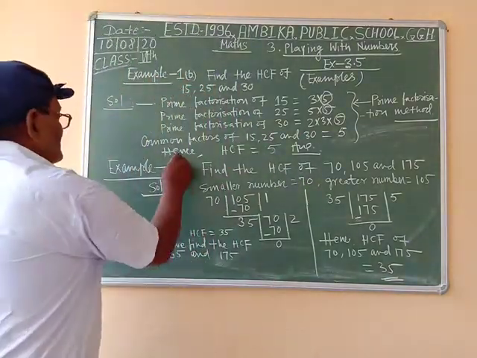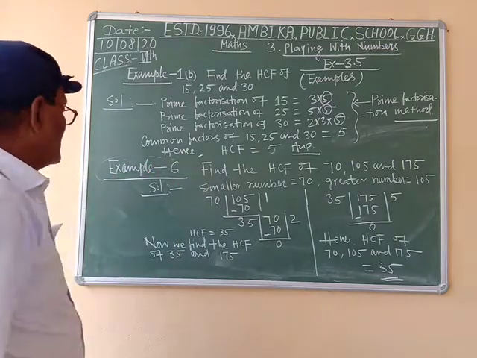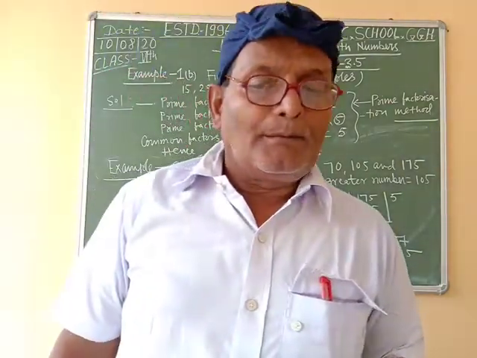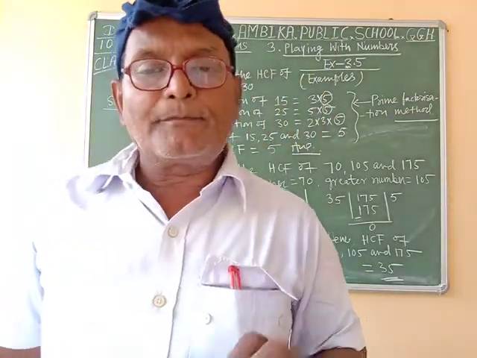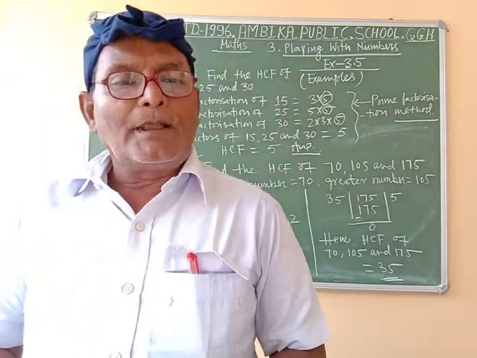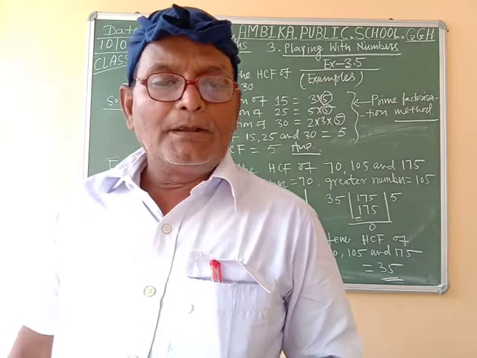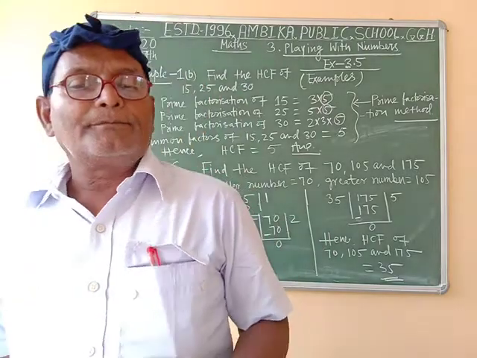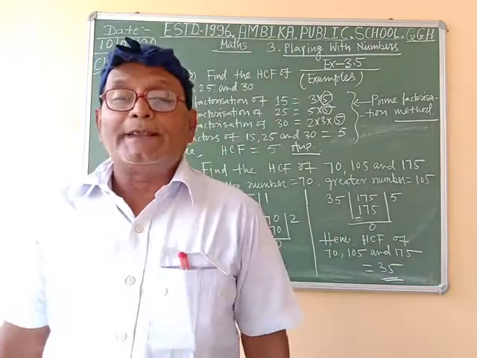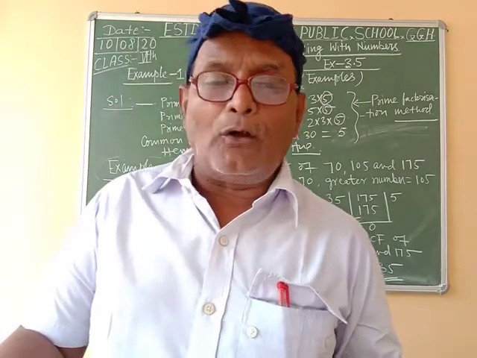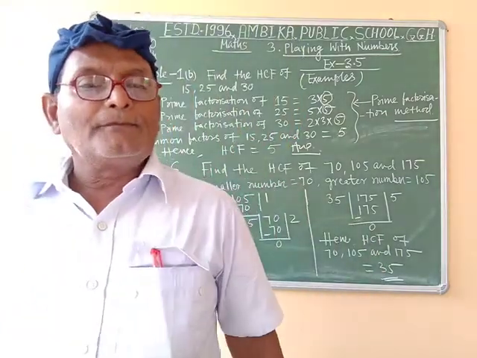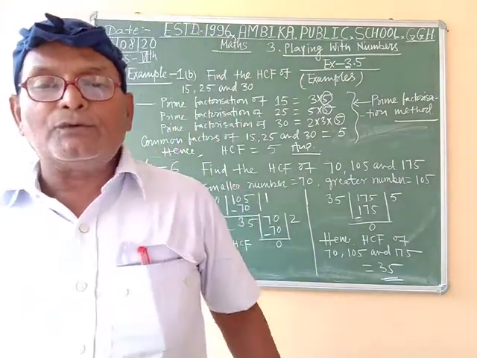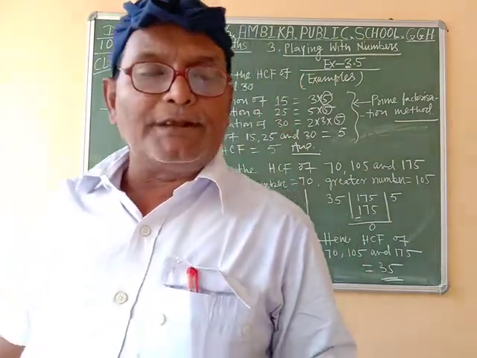Again, I am going to explain this method. By continued division method, first of all, divide the greater number by the smaller number. If the remainder is 0, then the smaller number is the HCF of the two numbers. Divide the greater number by the smaller number. If the remainder is 0, then the smaller number is the HCF of the two numbers.